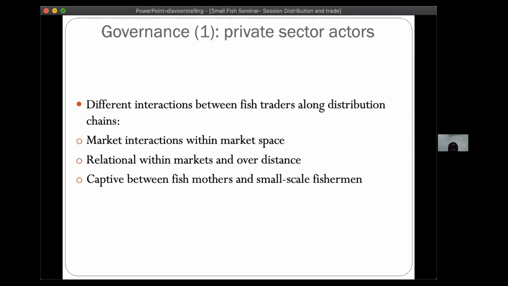And then also, I identified captive relationships, which exist between fish mothers, the traders of fresh fish, and small-scale fishermen. These fish mothers are either boat owners or they are financiers of the fishing operations of fishers. So they supply resources to the fishers to aid their fishing activities. And these fish mothers also support fish processors by giving fish to them on credit, and then they pay later.